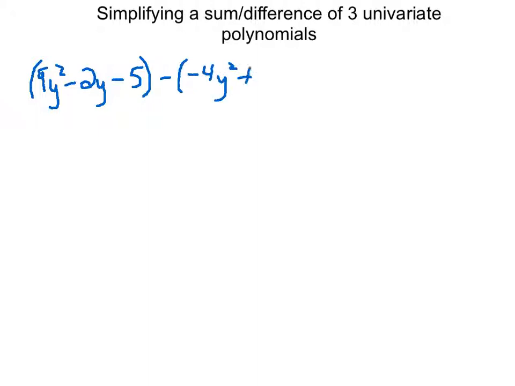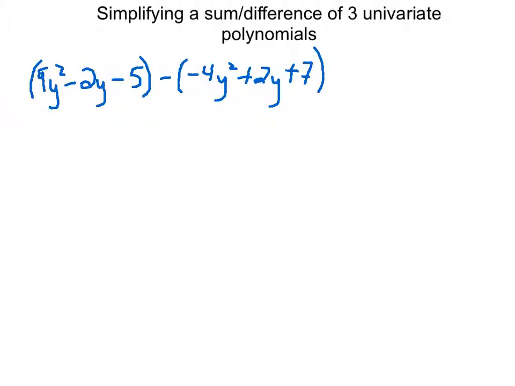Alright, we're just going to jump right in. Here's our first univariate polynomial. Let's see, we're going to go 9y squared. We're just going to have all y's in this. There's a plain y, minus 5, close that parentheses. We're having a difference because we're subtracting here. Here's our second polynomial. Let's do negative 4y squared plus 2y plus 7.